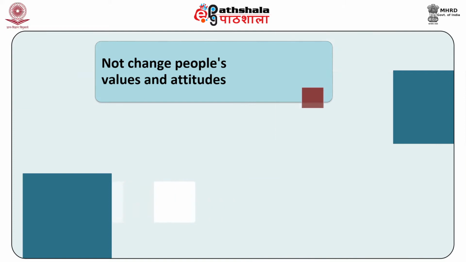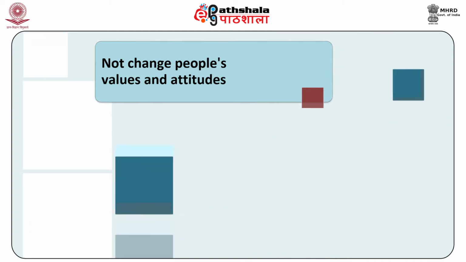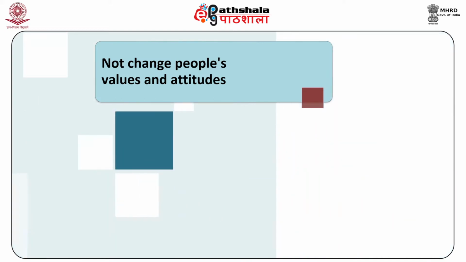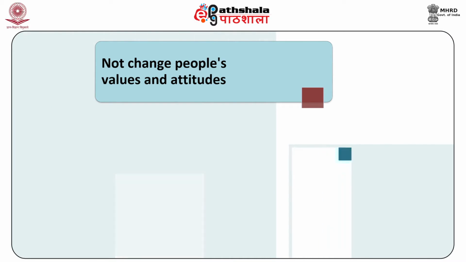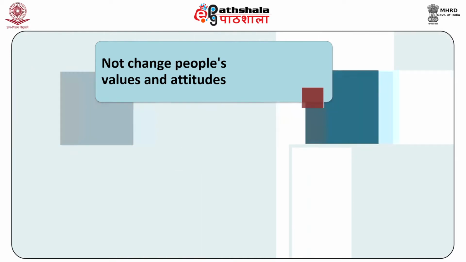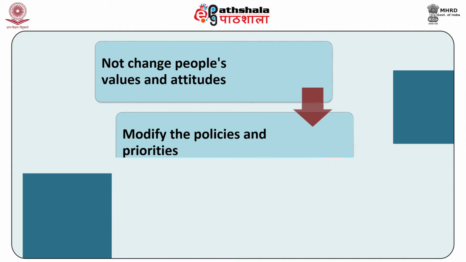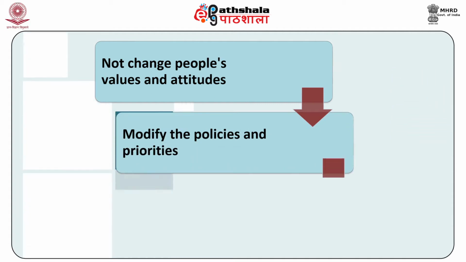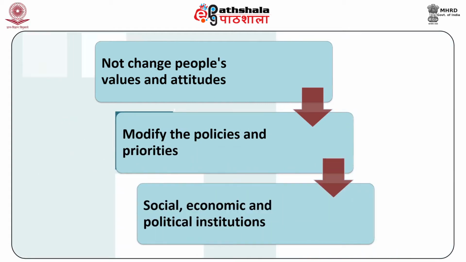The aim of social action is not directly to change people's values and attitudes, however important this may be for lasting change, but to modify the policies and priorities of social, economic, and political institutions.